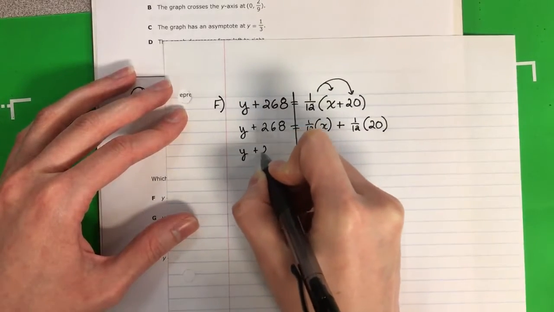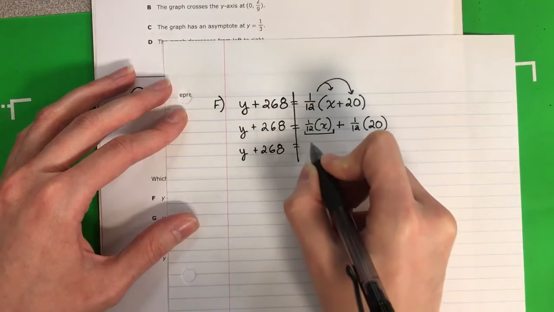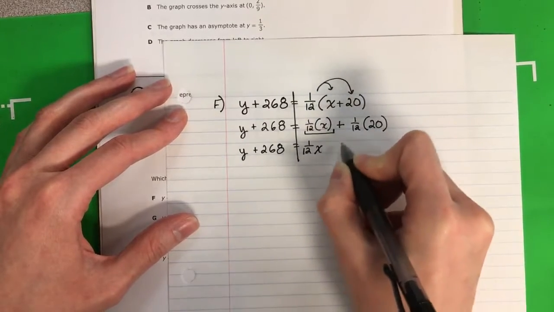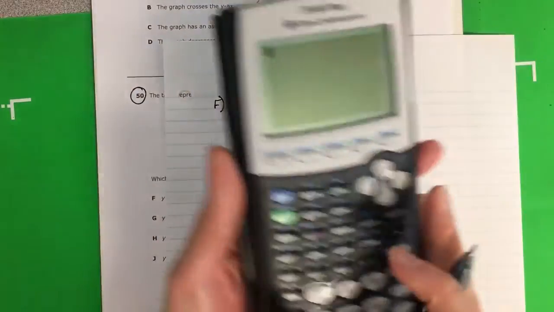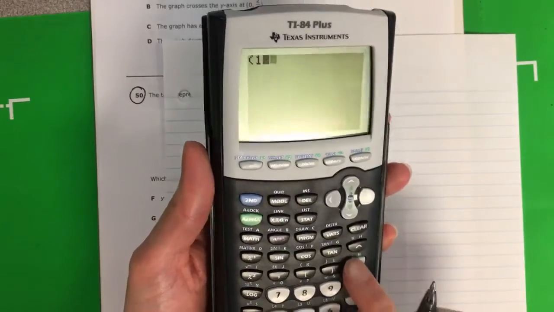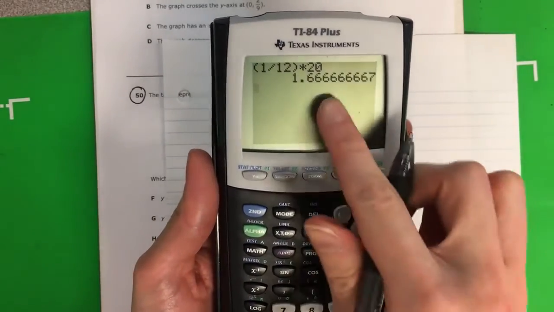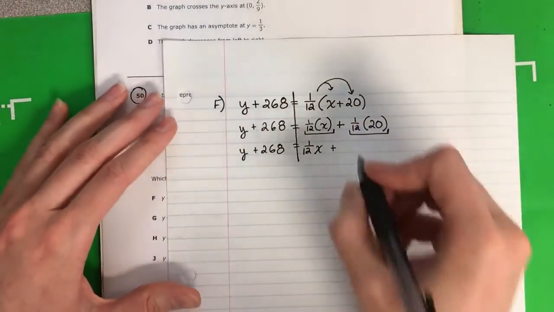Copy this down. We're going to do 1/12 times x, so that's 1/12 x, plus, now we do 1/12 times 20. So let's put that in the calculator. So parenthesis 1 divided by 12, parenthesis times 20. Change to a fraction. We get 5/3.